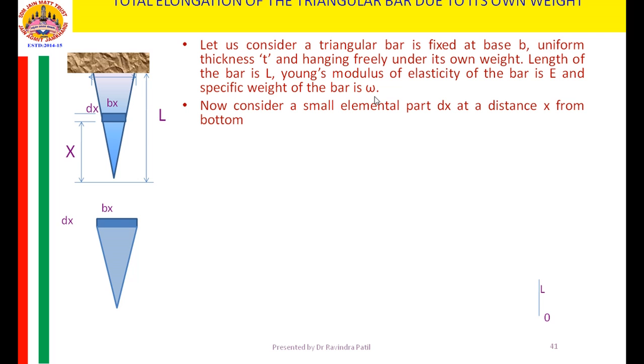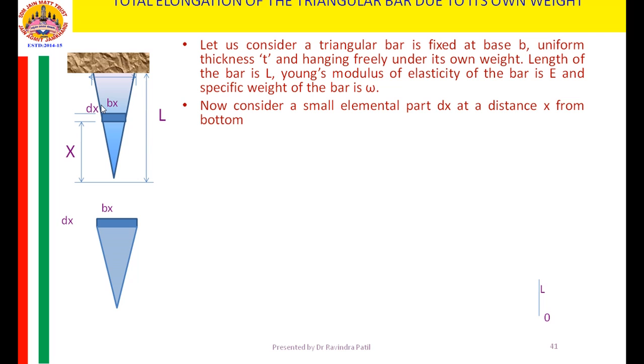So again what we are doing is consider a small elemental part dx at a distance x from the bottom. From the bottom I am taking a small elemental part dx. Let bx be its width. Here the width is given as b. Here it is 0. Within a length of L, it is changing from 0 to b. If I know this dimension, I can get its area. bx into t will be the area there.